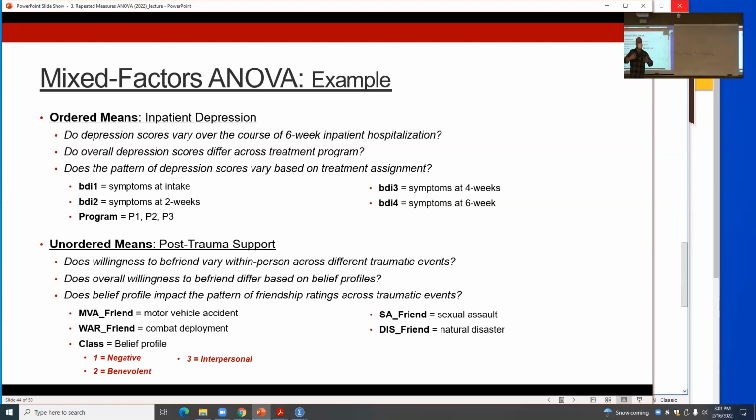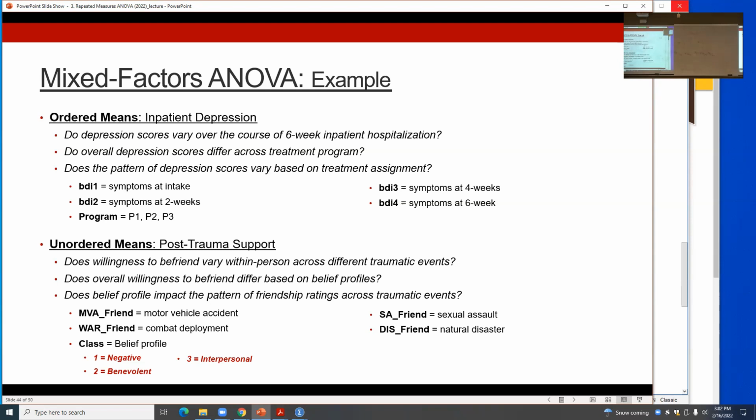Saying collapsing across vignette, ignoring vignette, just looking at overall friendship rating. Do we see differences across profiles? Essentially, this is just our one-way ANOVA and pulling those individual differences out. And then we've got our last question here. Does belief profile impact the pattern of friendship ratings across traumatic events?